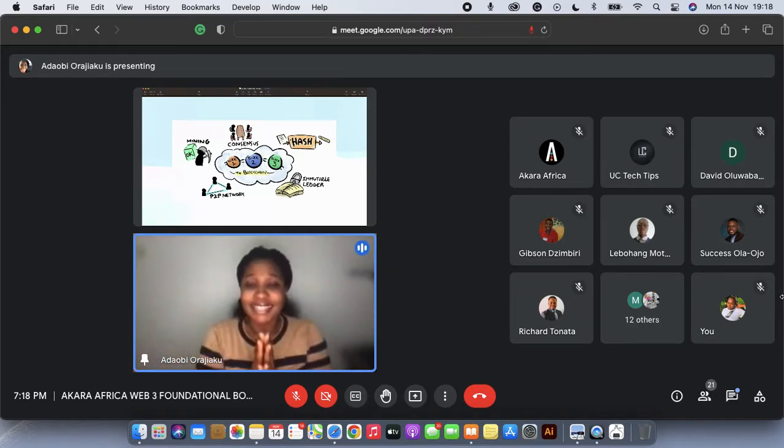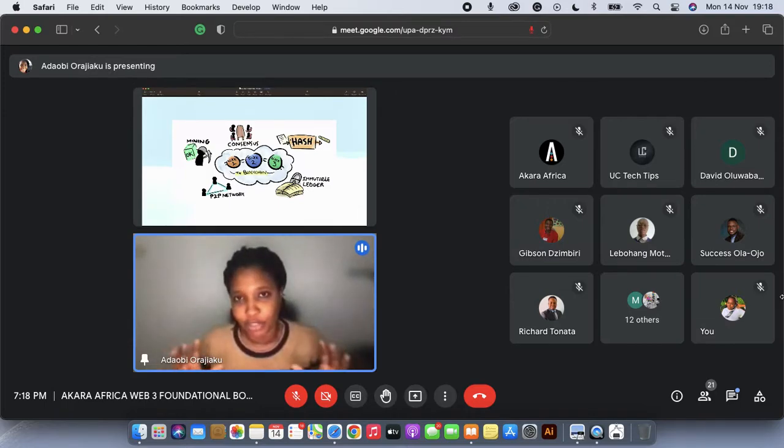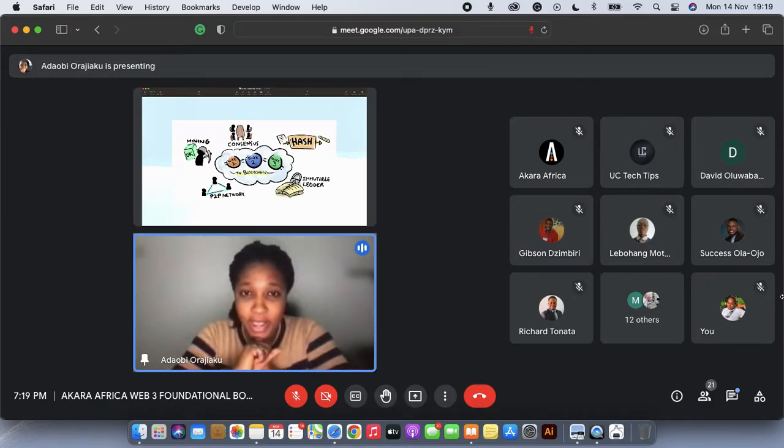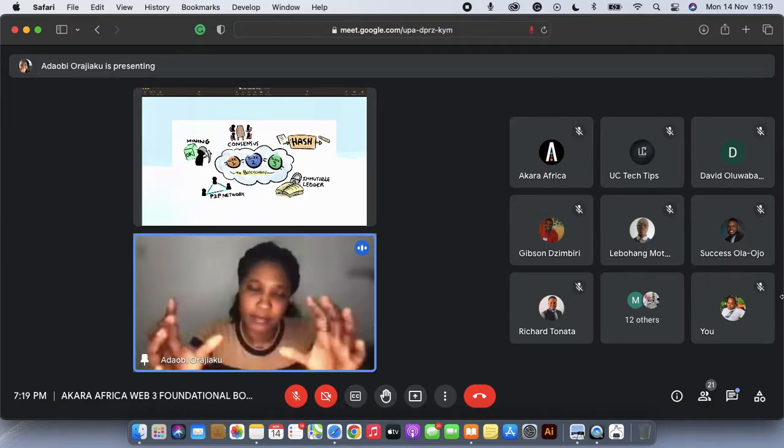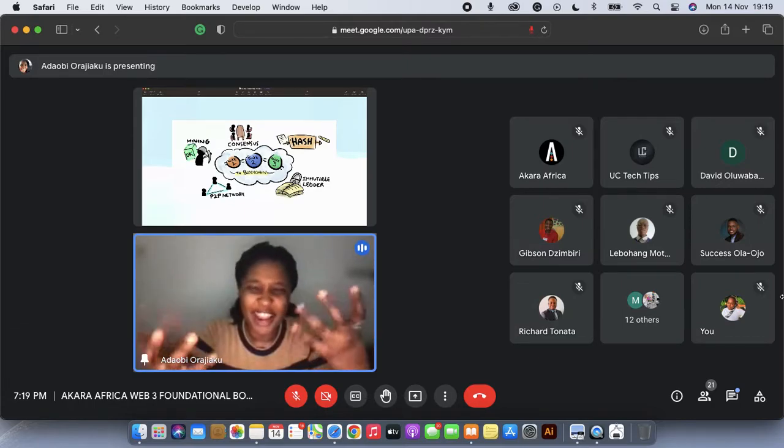But we are talking technically now about the functionality of blockchain networks. There are 5 key features that are essential for every peer-to-peer or blockchain network to claim that it's a network. Number one, they have to have a way of encrypting data.